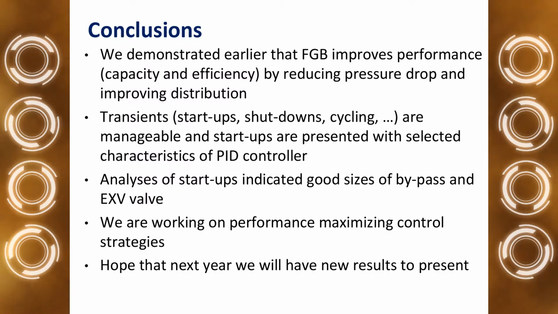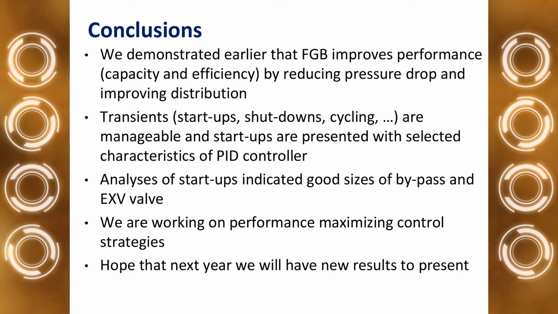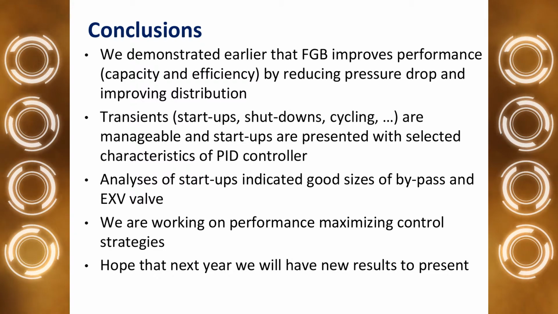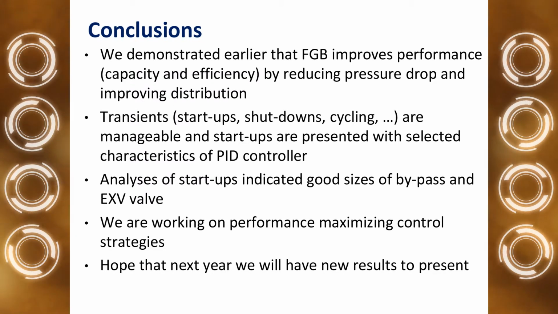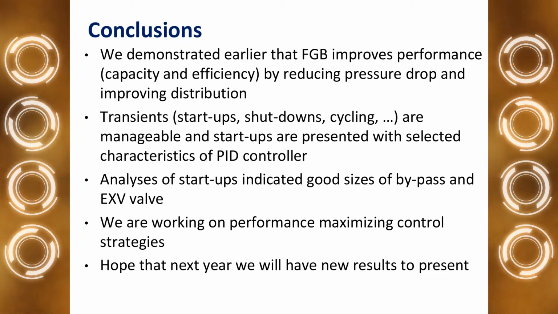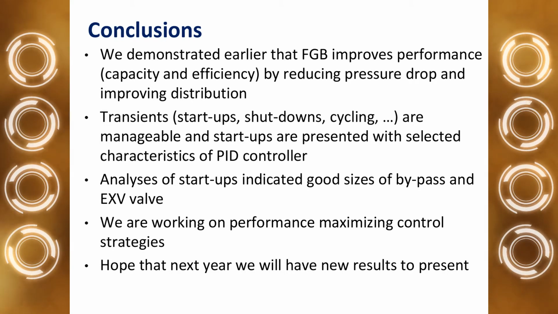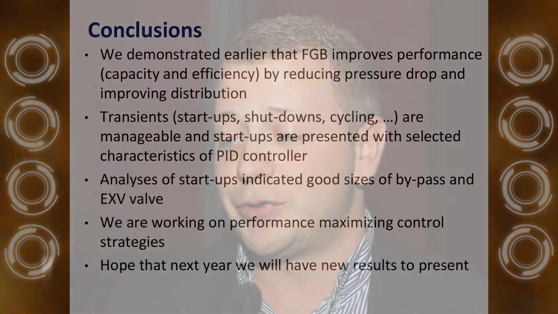So, at the end, I would like to give some conclusions. We demonstrated earlier that FGB can improve performance, capacity and efficiency by reducing pressure drop and improving distribution. Then transients are manageable, and startups are presented with selected characteristics of the PID controller. Analysis of startups indicates good sizes of bypass and expansion valves, and later we would like to implement that orifice if it's possible. We are also working now on performance-maximizing control strategies, and I really hope that next year we can publish real results from the heat pump mode and AC mode. Thank you for your attention.